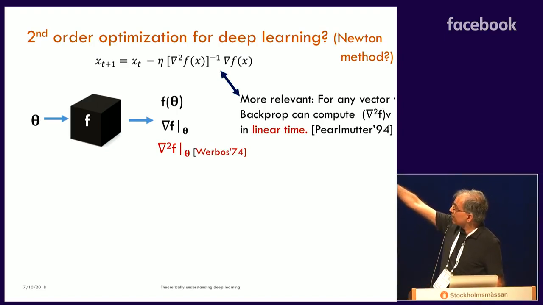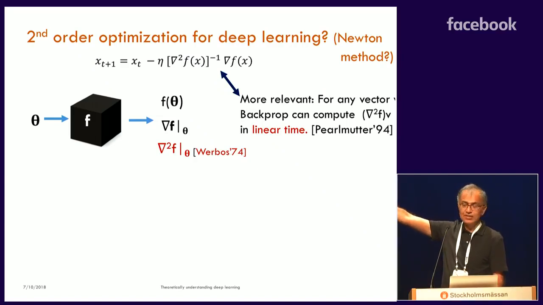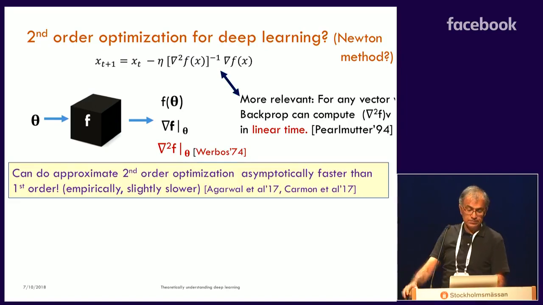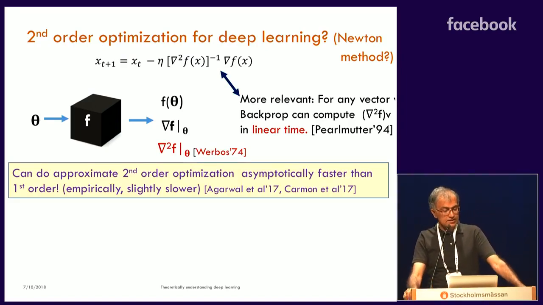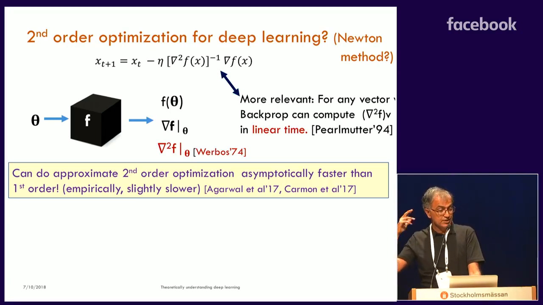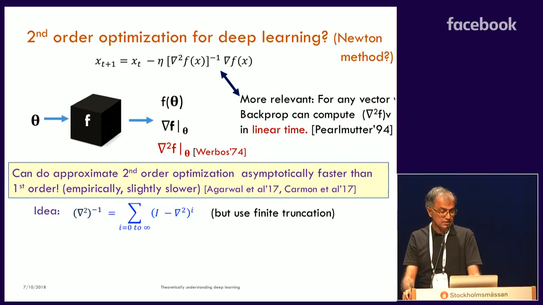But it seems relevant, but actually, if you look at it, the Newton method needs the inverse of the Hessian, the inverse matrix. Now, matrix inverse is no joke either, right, optimization-wise. So this doesn't quite get us there. But nevertheless, these papers have shown that you can do approximate second-order optimization, which is asymptotically faster than the first-order method that we saw in the previous slide, using the noisy gradient descent.